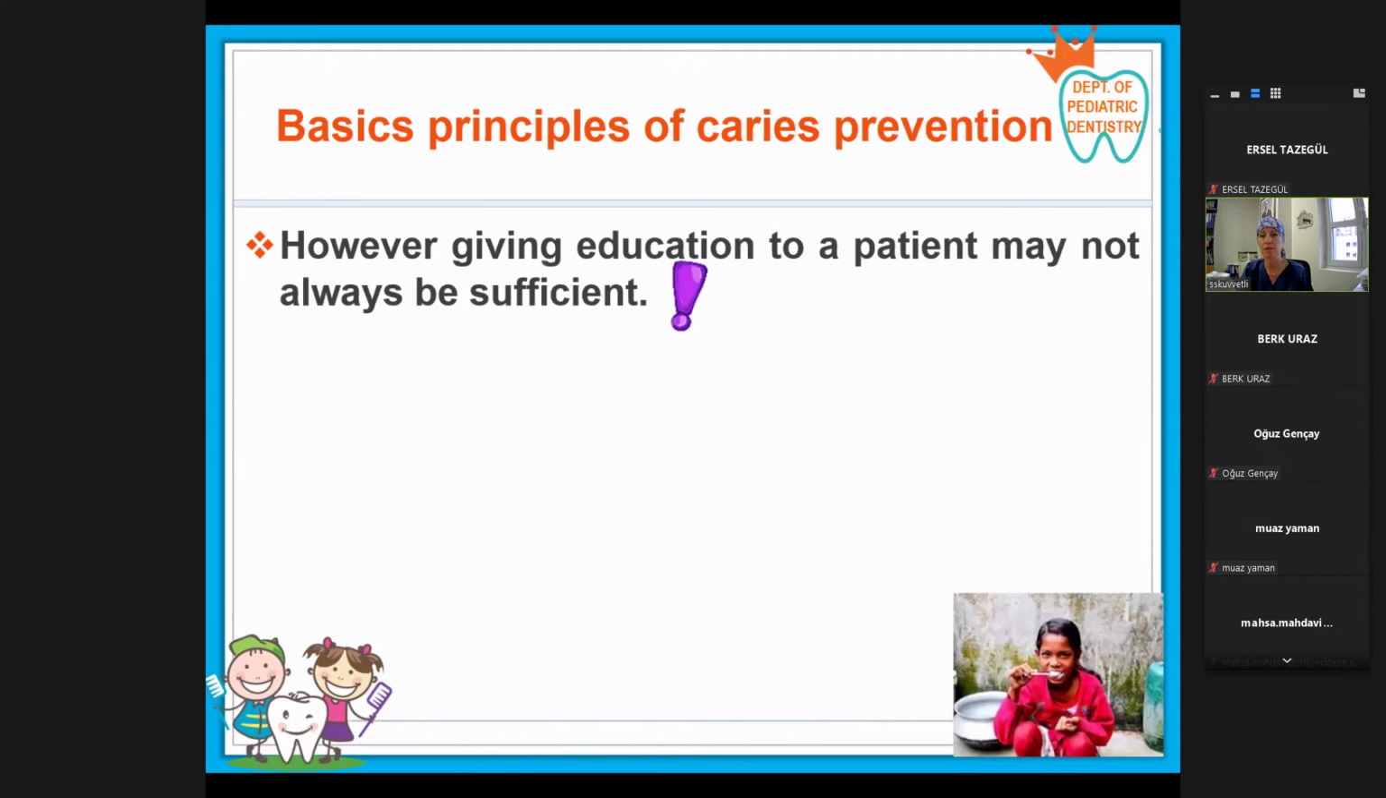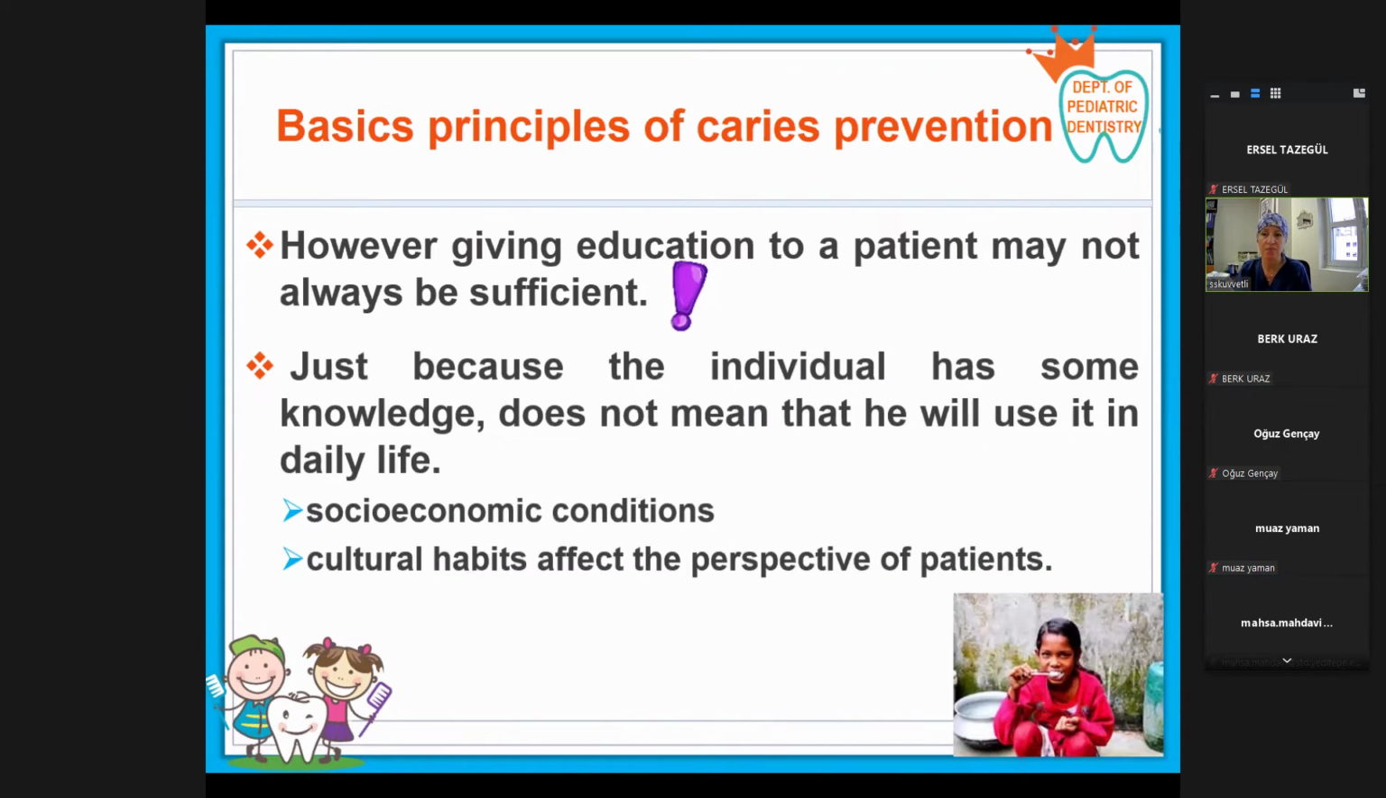So this is important. However, giving education to a patient may not always be sufficient. Just because the individual has some knowledge does not mean that he will use it in daily life. Socioeconomic conditions and cultural habits affect the perspective of patients. So I have a good example for that.